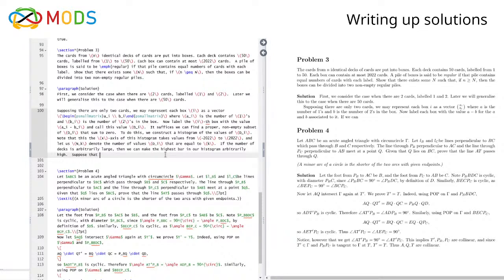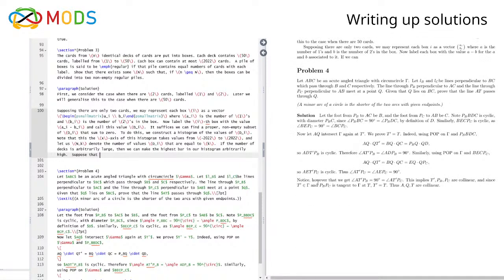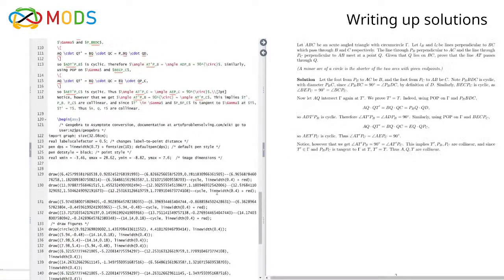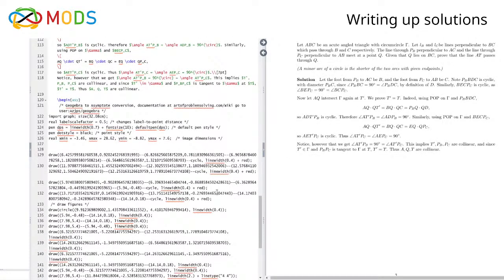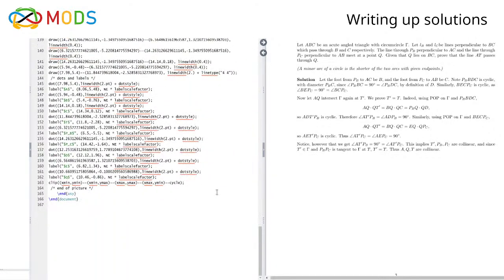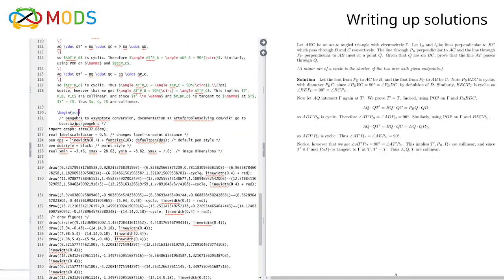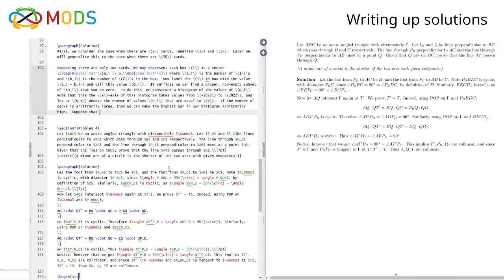Let's see if this works. Nope, it did not work. Are you trying to compile? Oh yeah. Oh, what is it? Oh, you're using Asymptote. Okay. What else do you have?